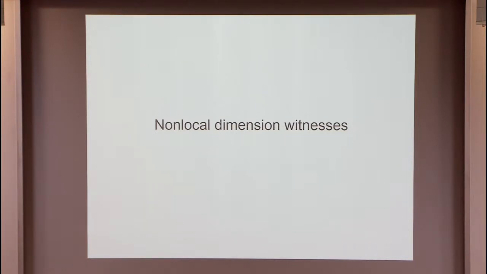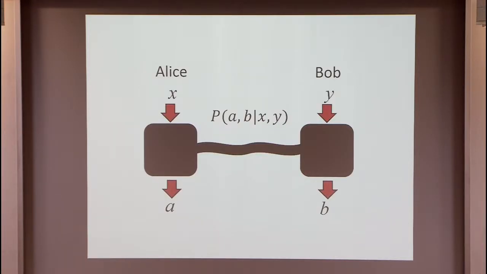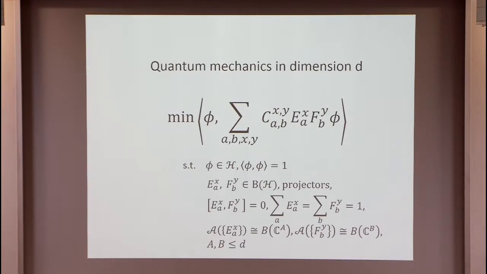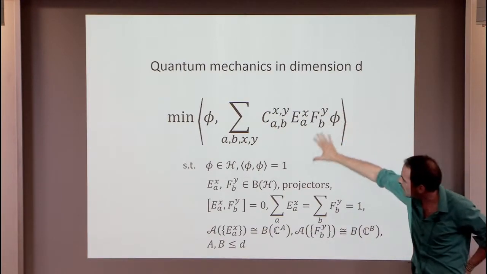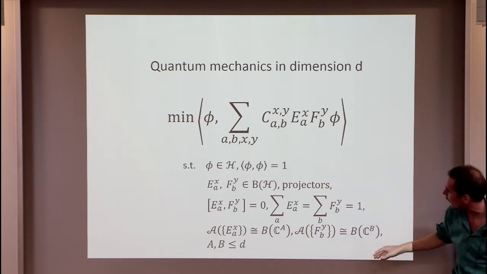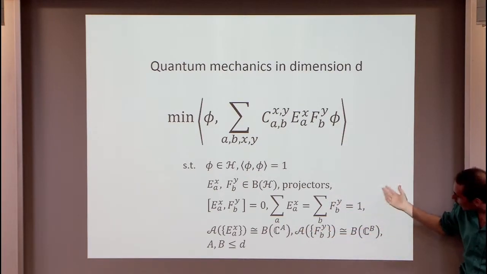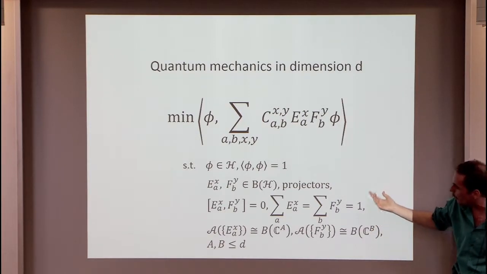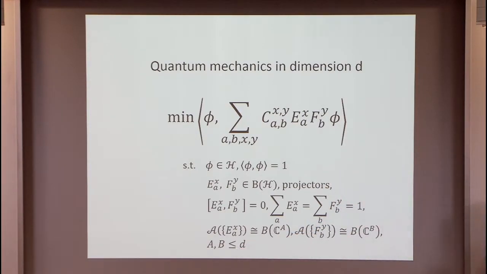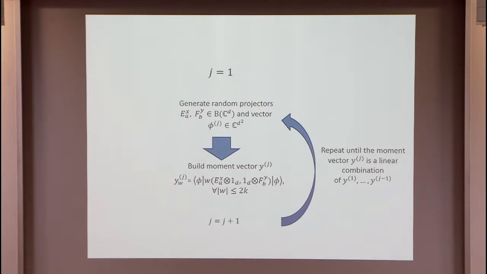We also applied, not exactly the method that I described, but some variant of it, to the problem of finding non-local dimensional witnesses. The idea, as I talked about before, is that you have two parties conducting measurements, and you want to characterize the distributions that they can generate when you put some bound on the dimension of the systems they have access to. Okay, so again, you have to solve what seems like an NPO problem, but now you have this extra constraint that the algebras of observables of one party and the other must be equivalent to some B of H, where the dimension of this Hilbert space is bounded by D. And this is a problem that you can also attack similarly.